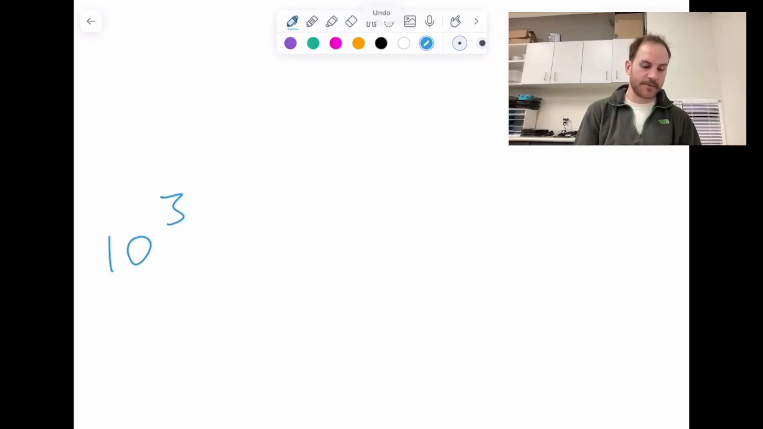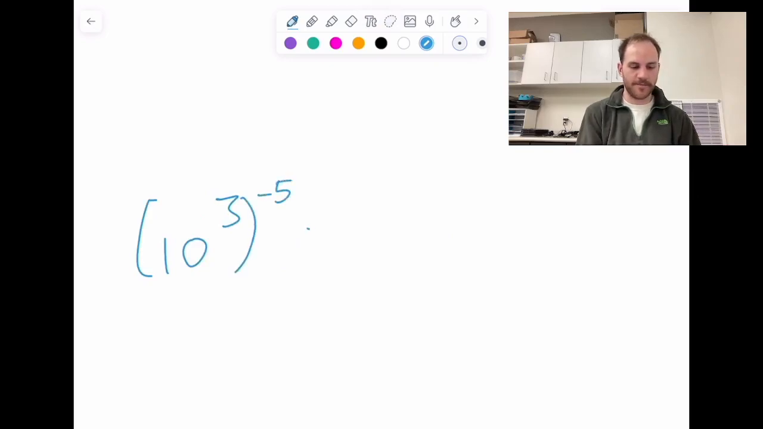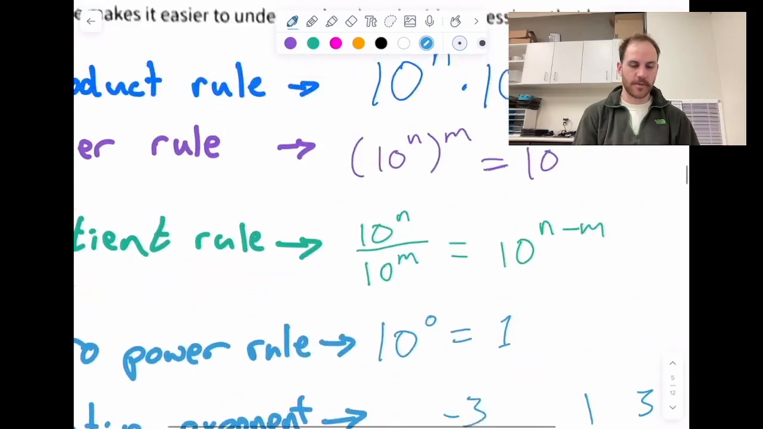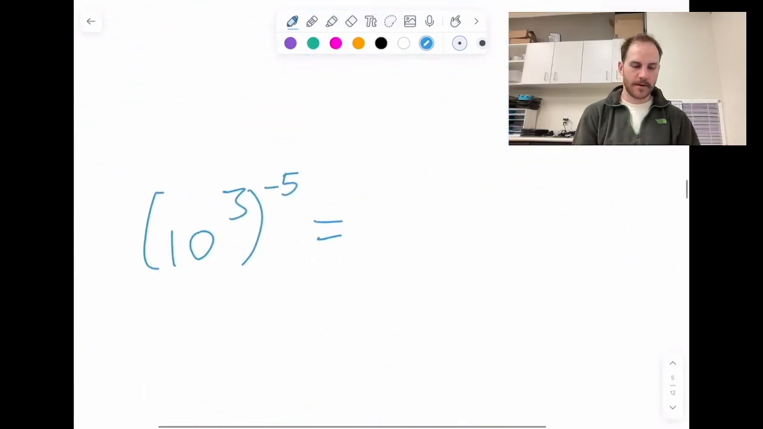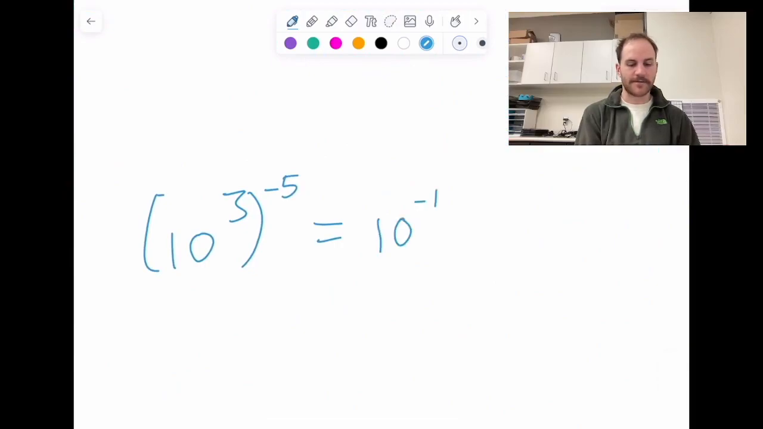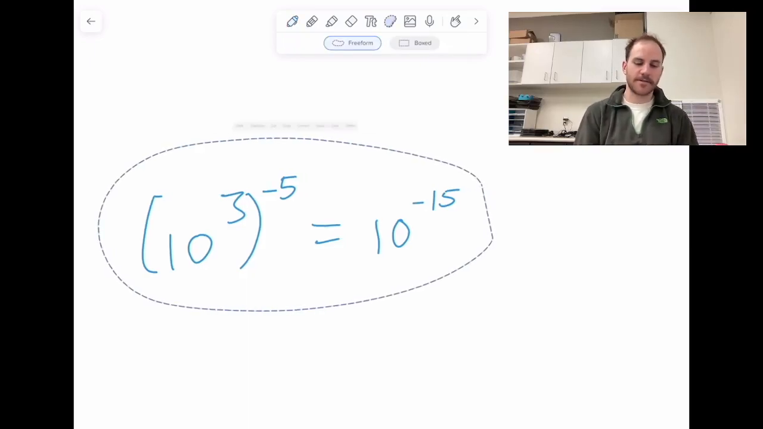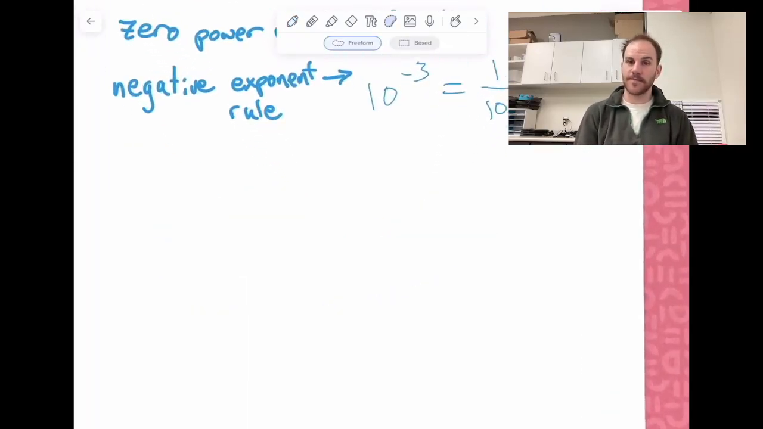It's the same as if we were using the power rule, right? 10 to the third to the negative fifth. Well, what's 3 times negative 5? Remember, in the power rule, we have to multiply these, okay? Well, that would be 10 to the negative 15th, all right? So we can use these negative exponents just like any other exponents when we're applying a rule to it, okay?